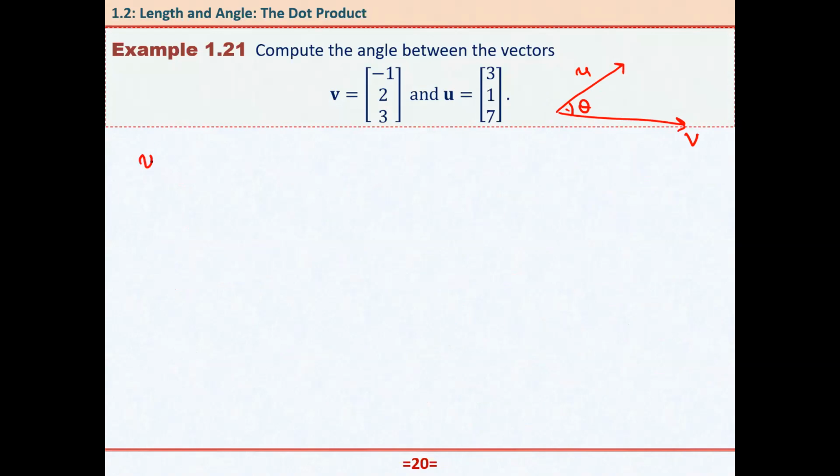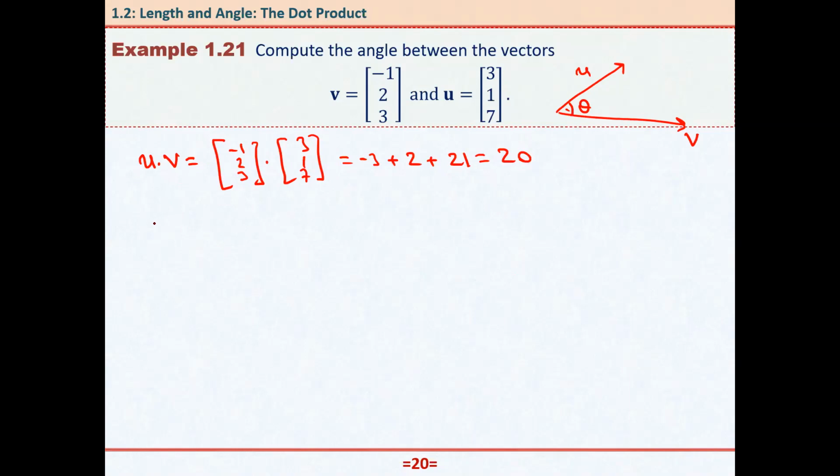Number one is, first we need to know u dot v, which is (-1, 2, 3) dot (3, 1, 7). And -1 times 3 is -3, plus 2 times 1 is 2, plus 3 times 7 is 21, which is equal to -1 plus 21, that's equal to 20, right?